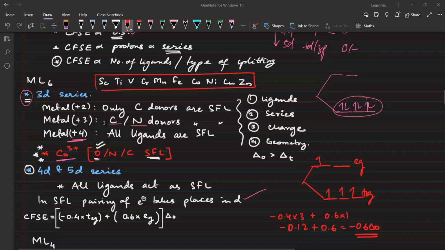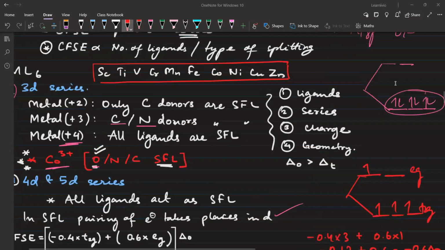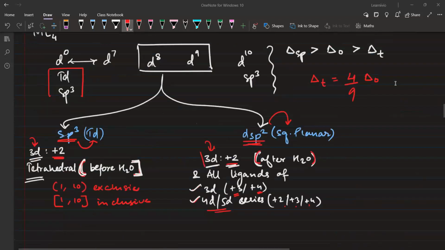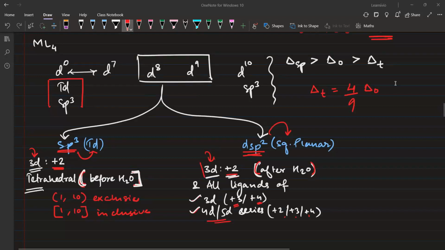So there are some generalizations that you have to remember. First, if you go from D0 to D7, it will always be tetrahedral and it will always be sp3. In case of D8 and D9, it can either be sp3 or dsp2, only in the case of D8 and D9. D10 will always be sp3.